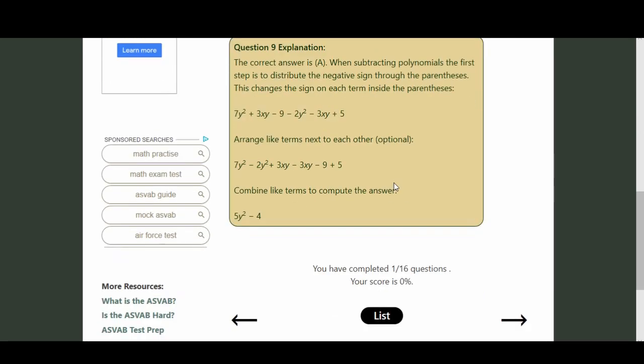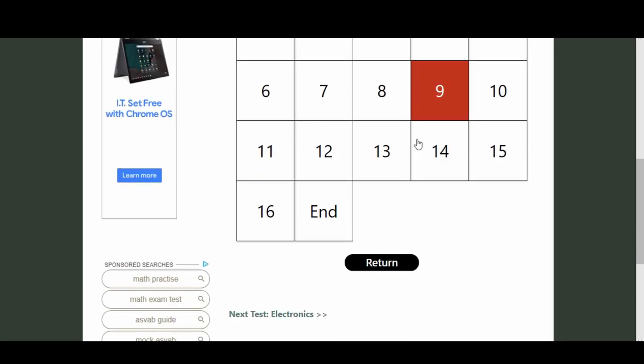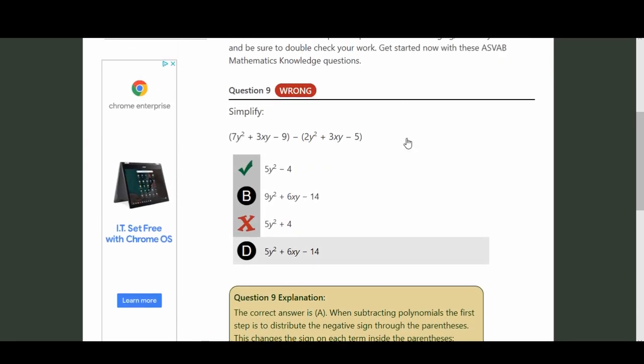How did I get it wrong? I didn't even do it yet. Okay, let's work it out.